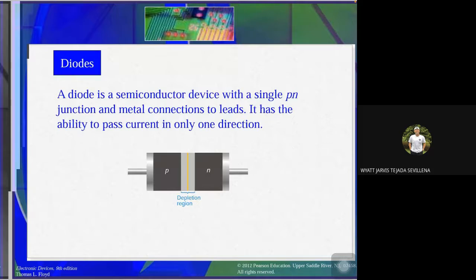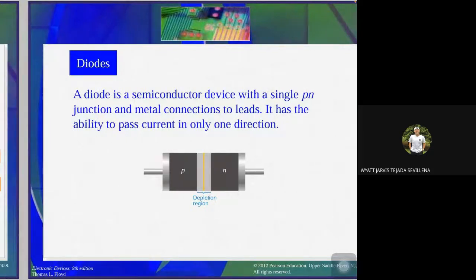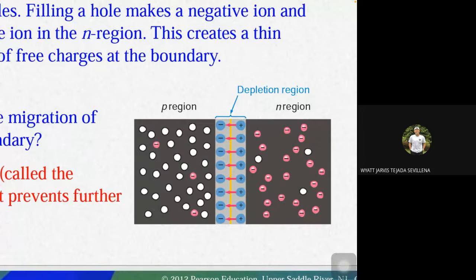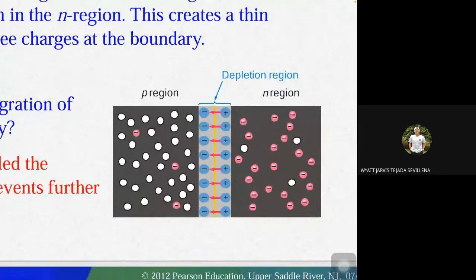So that is the diode. A diode is a semiconductor device with a single p-n junction and metal connections. It has the ability to pass current in only one direction. All right. So this image is already the diode, made of joined p-type and n-type material.